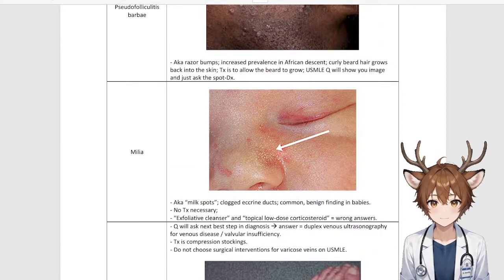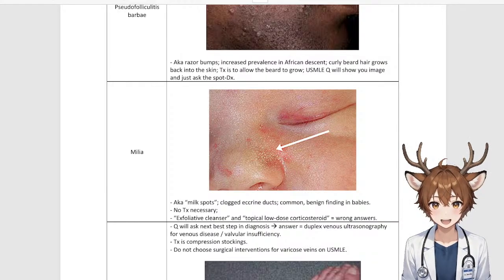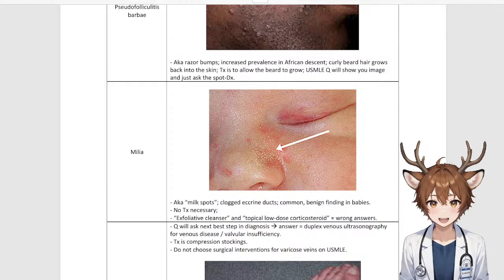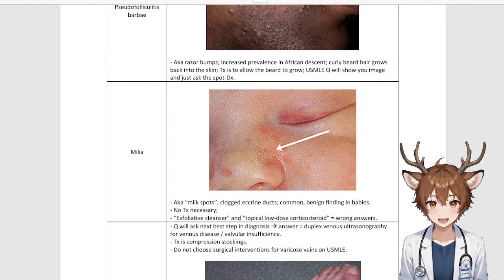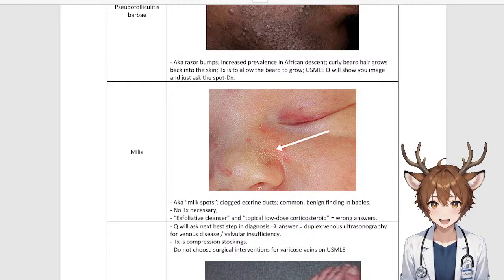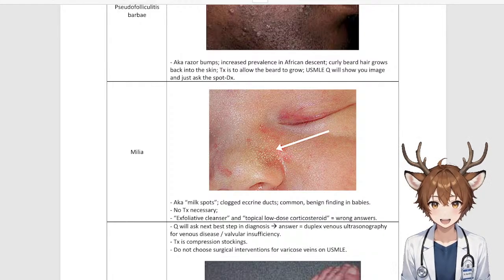Milia, aka milk spots, clogged eccrine ducts, common benign finding in babies. No treatment is necessary for these. Exfoliative cleanser and topical low-dose corticosteroid would be wrong answers. The answer is no treatment is necessary.